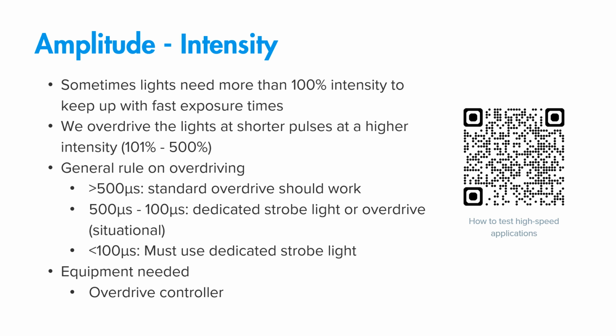So there are two ways that we can get more light for a shorter period of time. The first is by using an overdriving controller that can take our standard intensity lights and pulse them at a higher intensity for a shorter amount of time. The other option for getting more light in an image is to get a dedicated strobe light that is made and manufactured to only strobe, but be brighter than the overdriving controller and standard light setup can achieve.